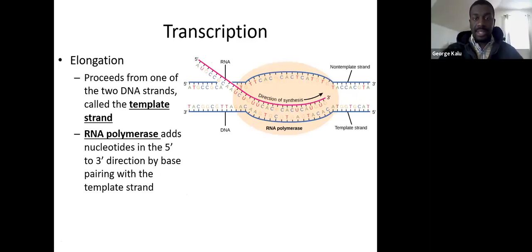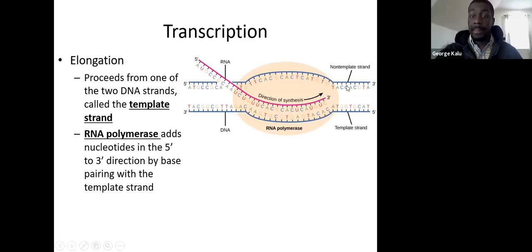Now the next thing that's going to happen is we are going to start the elongation phase. The elongation process is where we start to actually make the mRNA. Now, in order to do so, we're going to be starting from one of our DNA strands. One of our DNA strands is going to be used to help us make the mRNA molecule. We call the DNA strand that we're going to be using the template strand.